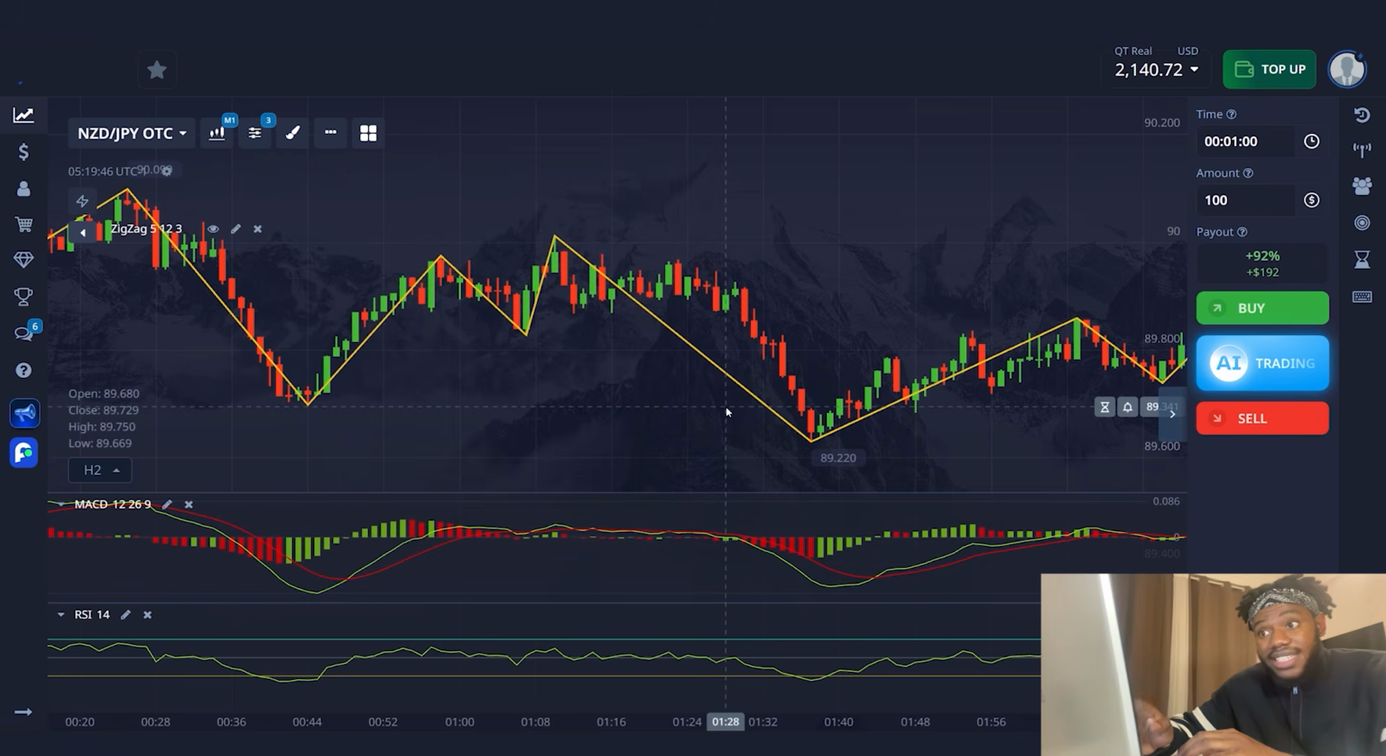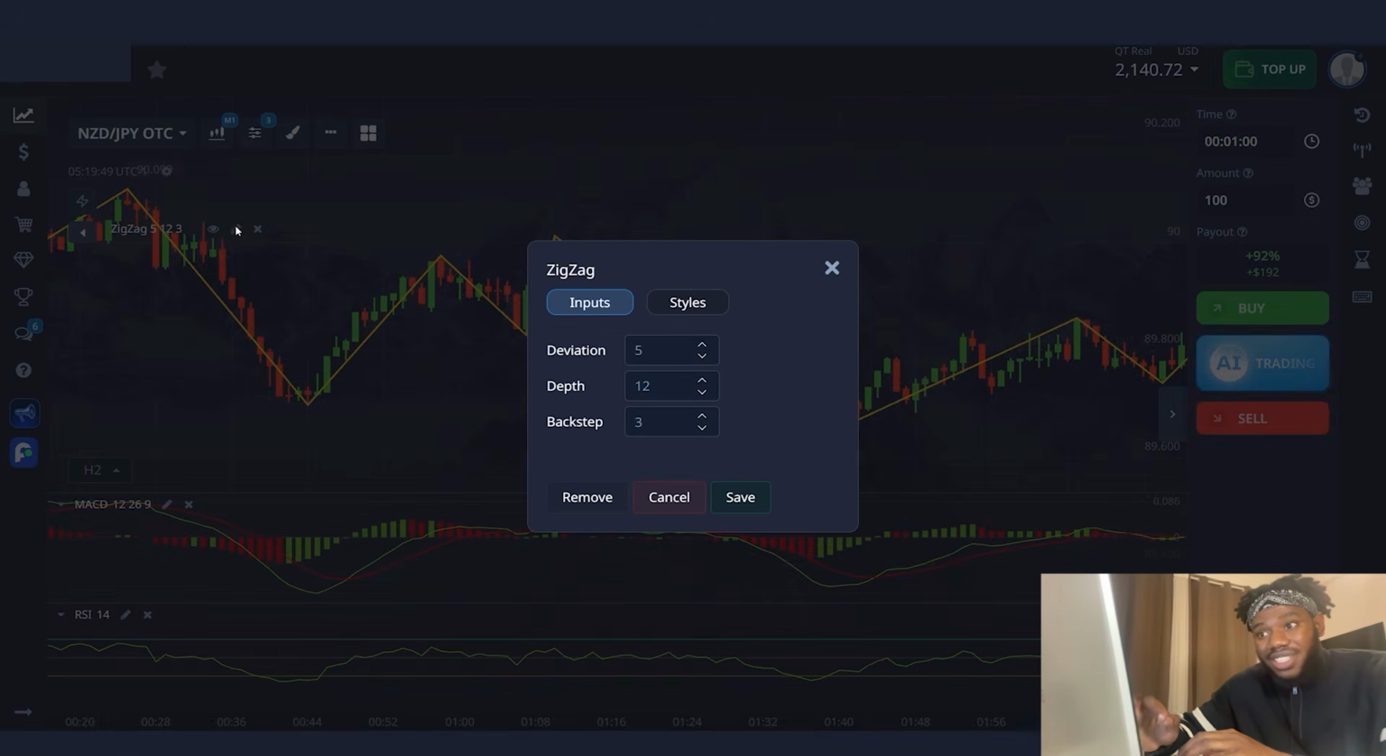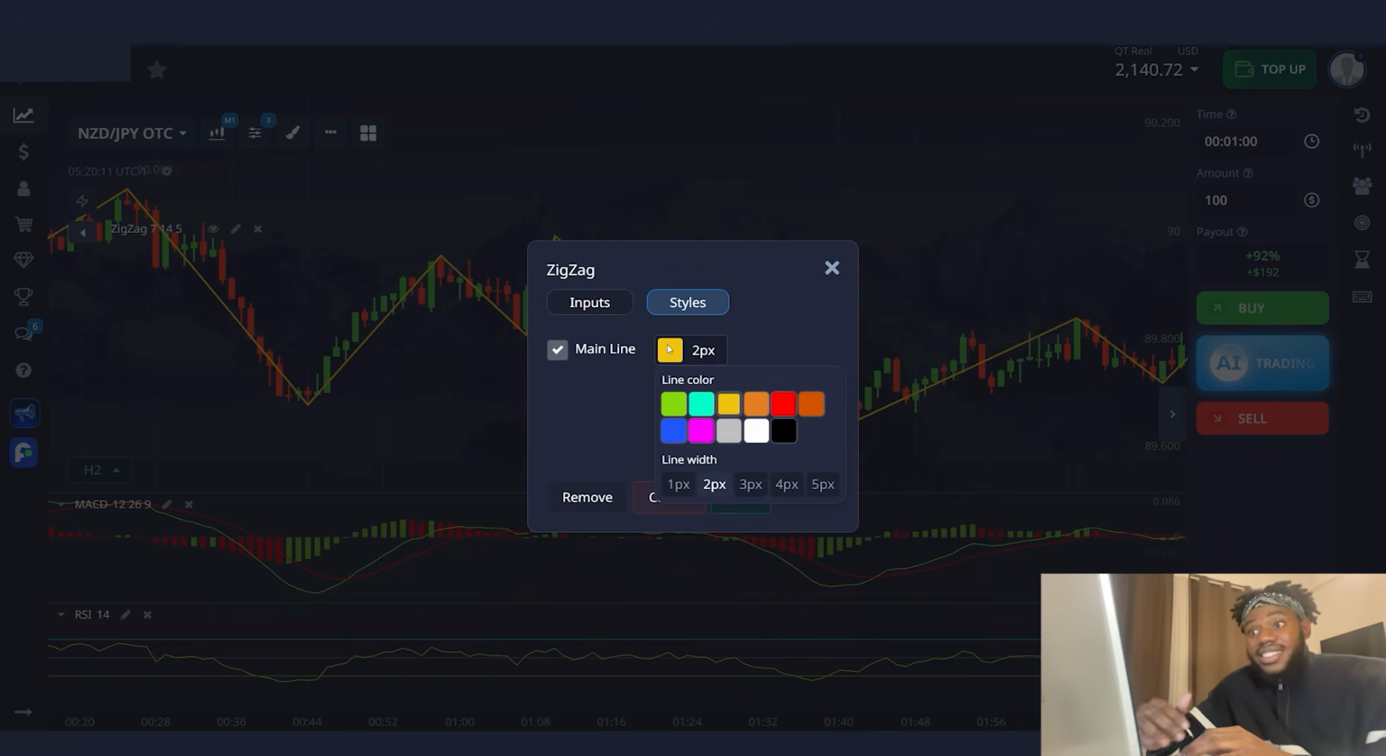Let's adjust these indicators. The Zigzag deviation indicator is going to be 7, depth is going to be 14 rather, and backstep will increase to 5. In the style settings, I will change the color of the line to purple.